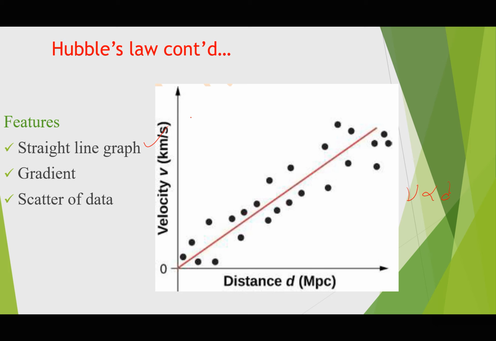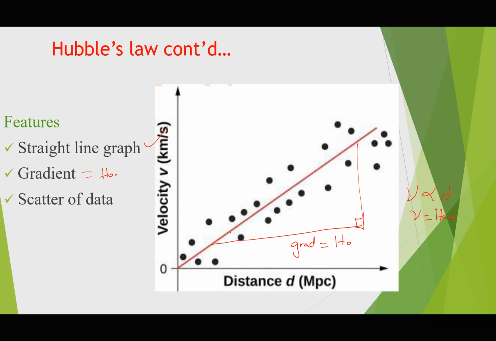What does the gradient stand for? Because we notice that v is equal to h naught times d, that means the gradient of this straight line is going to be the constant which we call the Hubble constant, that is h naught. So the gradient of the straight line is equal to Hubble's constant h naught.